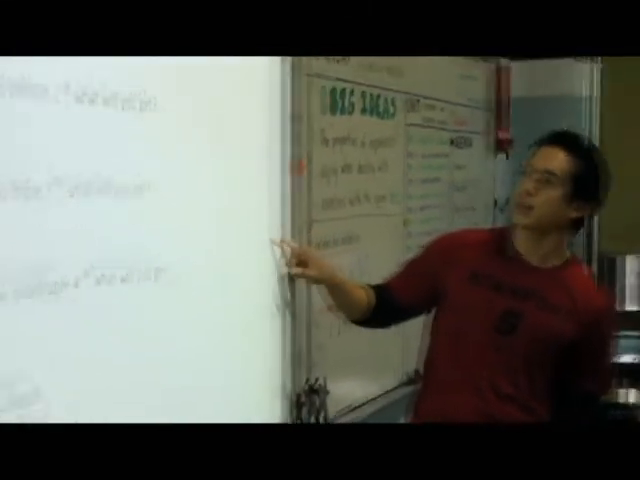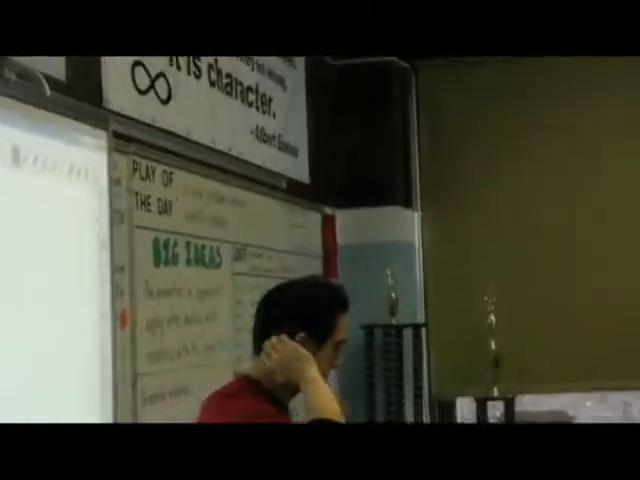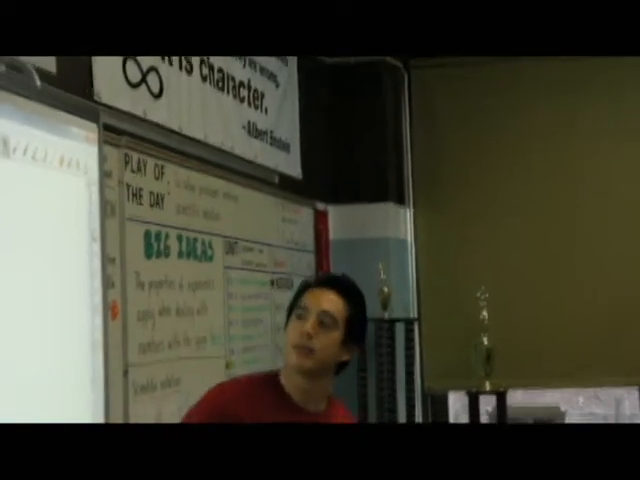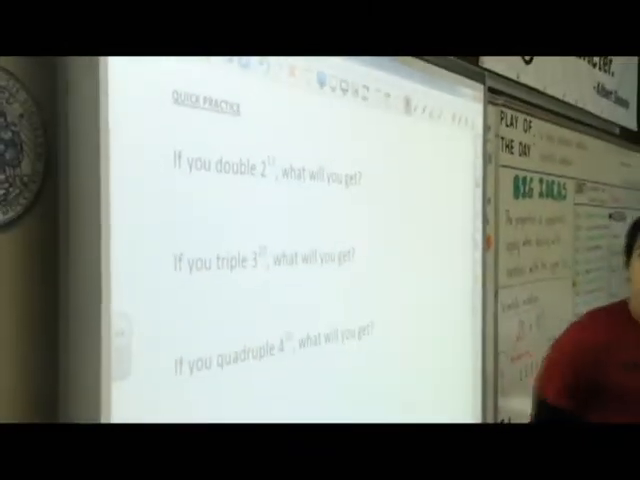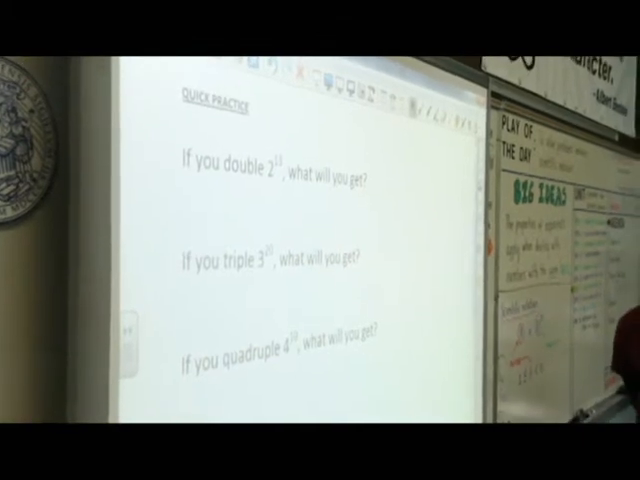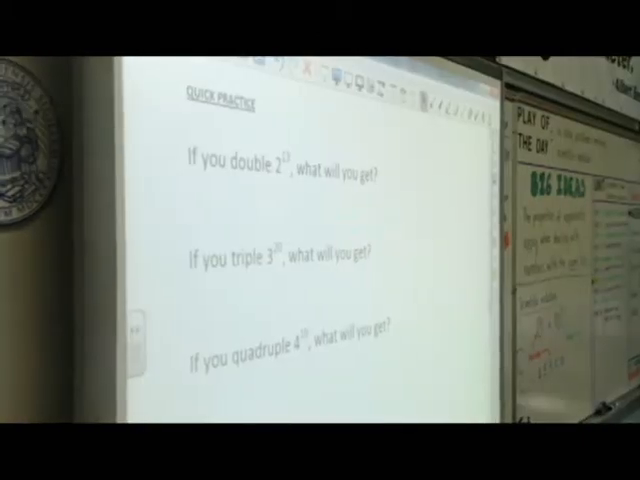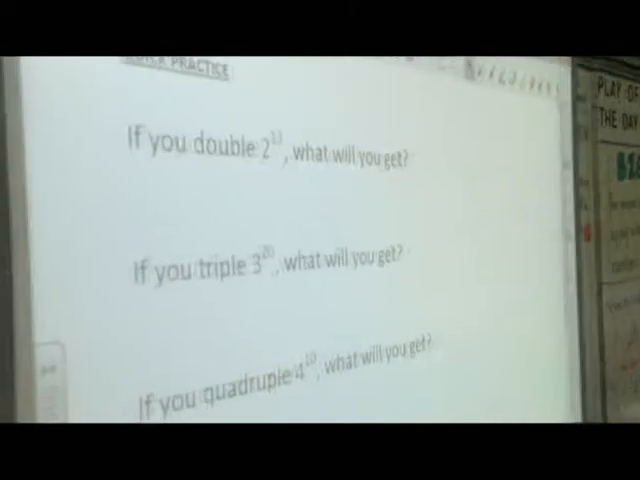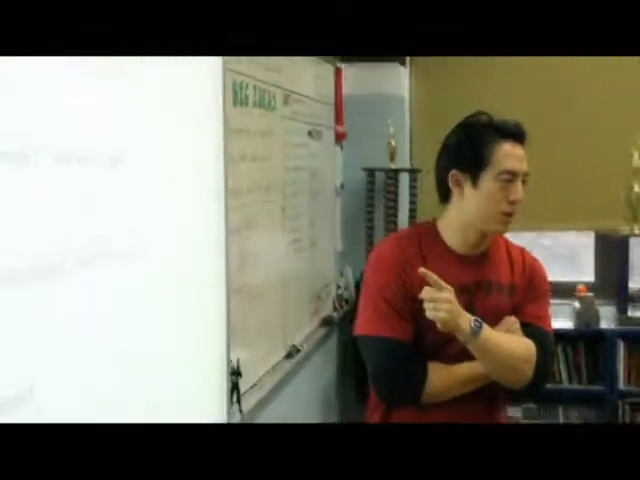All right? Now let's take a look at these quick brackets. Go ahead and try those on your own real quick. If you double 2 to the 13th, what will you get? If you triple 3 to the 20th, what will you get? You quadruple 4 to the 10th. What will you get? I gave you a very short amount of time for a very specific reason. Is there a lot of math you need to do here?